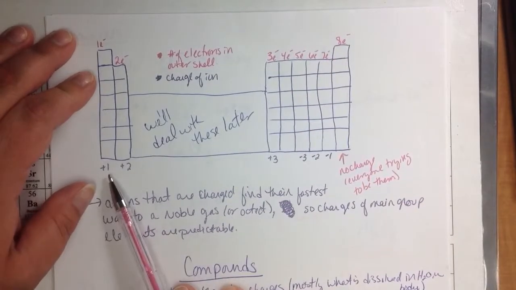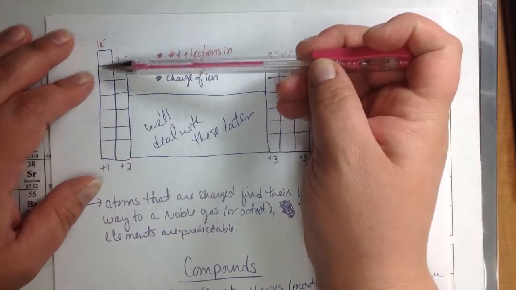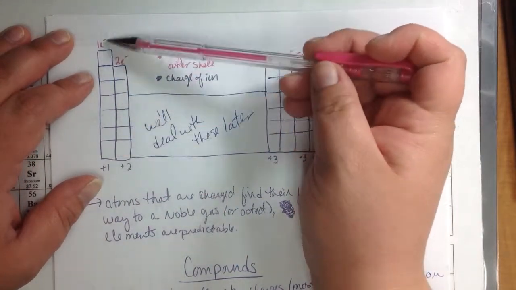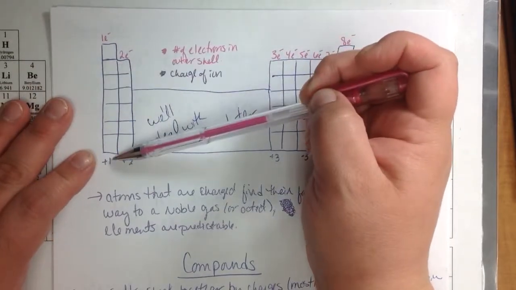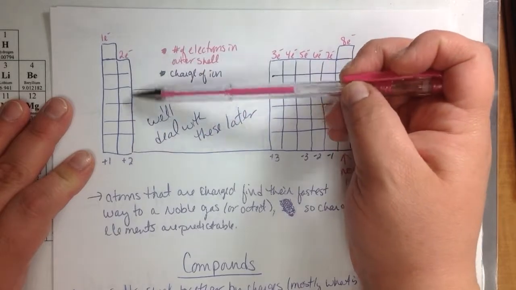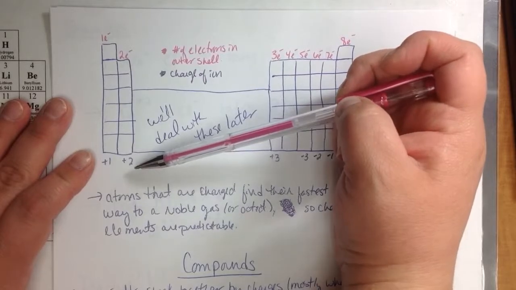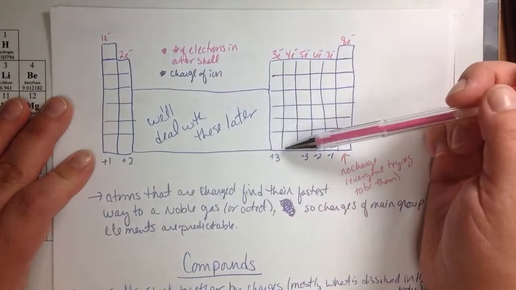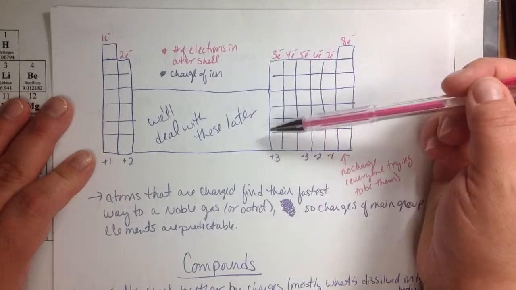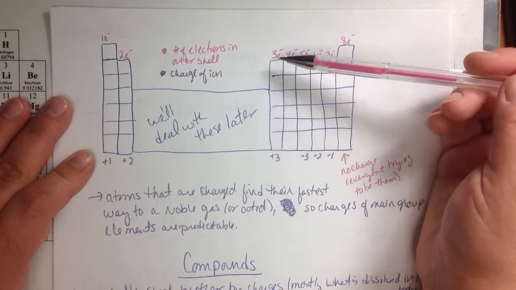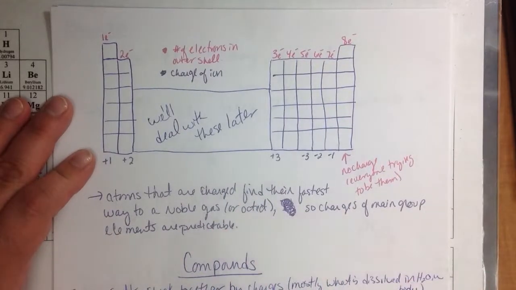So over here they do that by losing one electron. So this entire group, when it undergoes ionization, or it is an ion, has a +1 charge. This entire group wants to lose 2 electrons, and it does so by getting a +2 charge. Over here, you kind of skip the transition metals. We'll talk about that in a second. That's going to have a +3 charge.